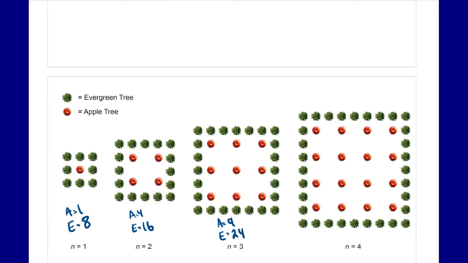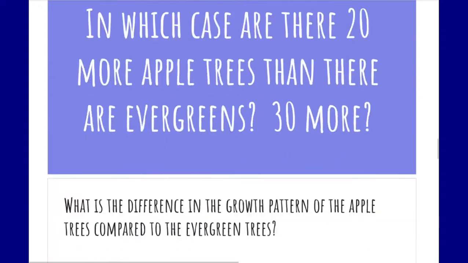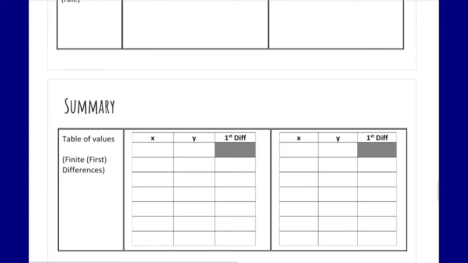Hopefully we're starting to see a pattern now. Apple trees, I have 16. Evergreens, I have 32. So if I go back from that now, I can go in and fill in my table. If I'm looking at the evergreens first, 8, 16, 24, 32, 40, I'm going to guess, 48, 56.